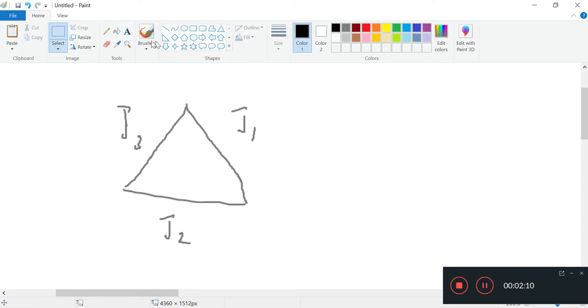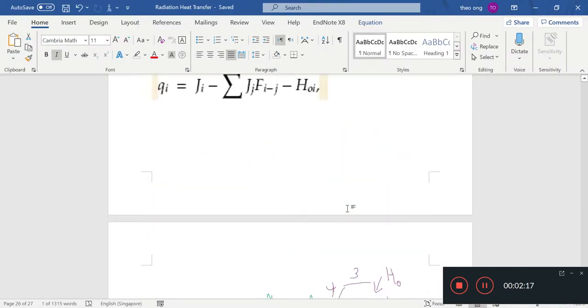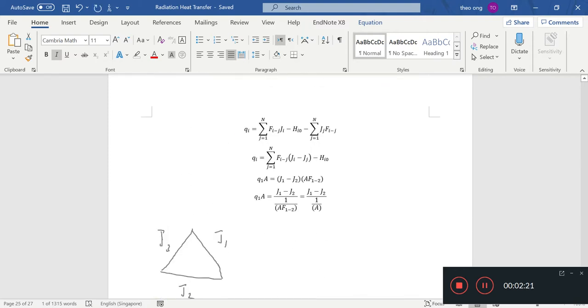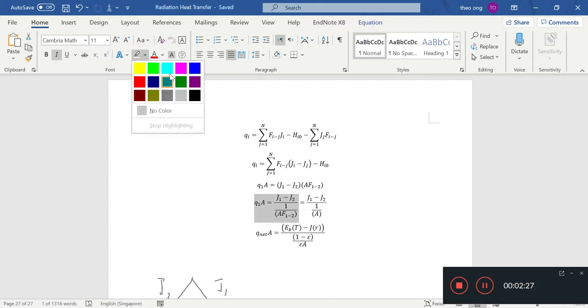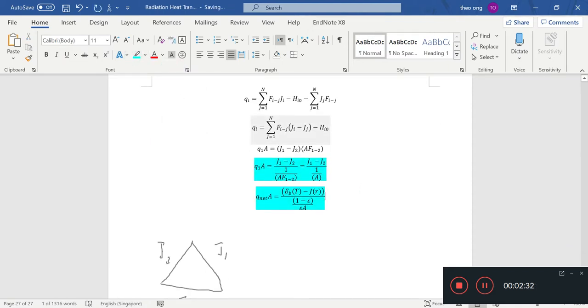Alright, so as we've seen before, there are actually 2 kinds of resistances. We have not seen that before, but now we'll discuss it. There are 2 kinds of resistances. Let's take a look here. I'm going to highlight these 2 equations. Can you see that one kind of resistance has to do with the area and the view factor.